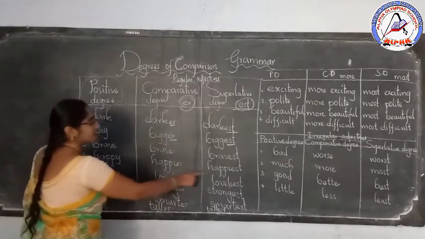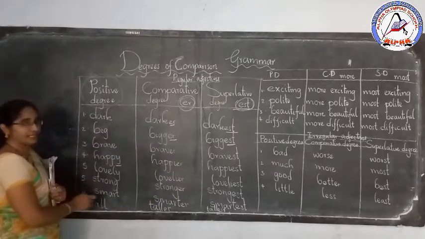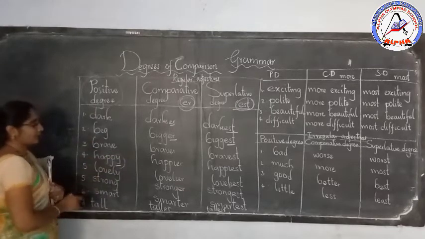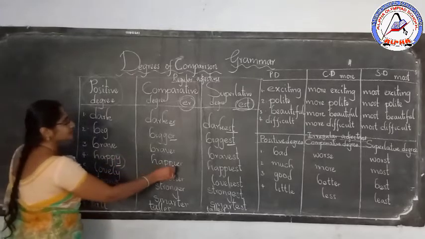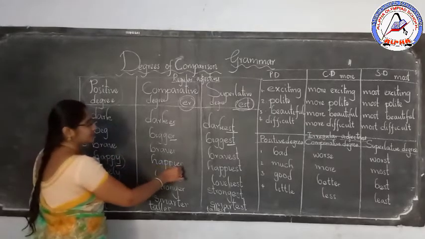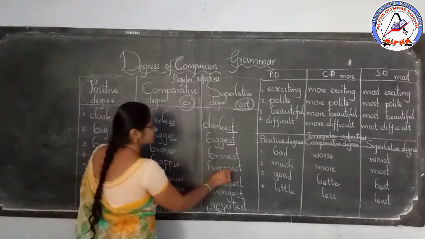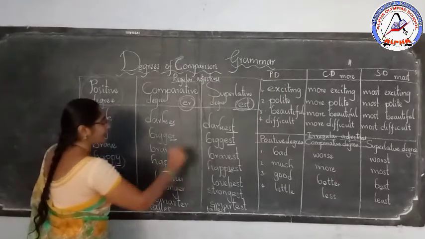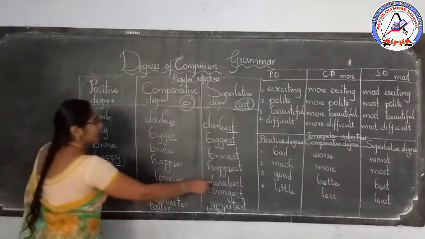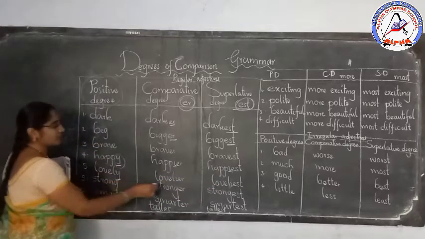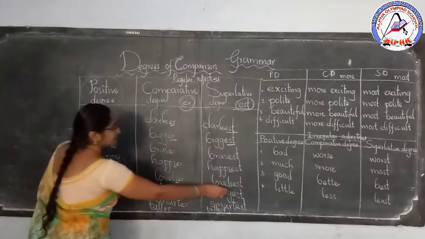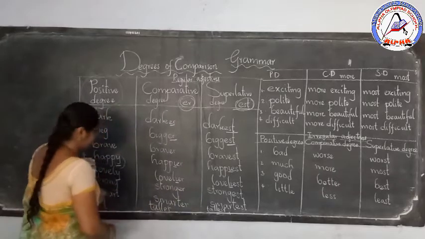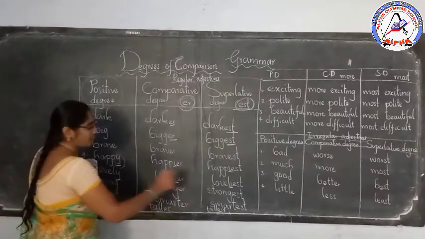Happy, happier, happiest. What you have to do here: when a positive degree word ends with a y, you have to change this y into i and then add er. The same thing happens here also. y should be changed into i and then add est. Happy will become happy, happier, happiest. Lovely, lovelier, loveliest. What will you do? You have to remove this y and replace it with i here also, then add est. Strong, stronger, strongest. Next, smart, smarter, smartest.